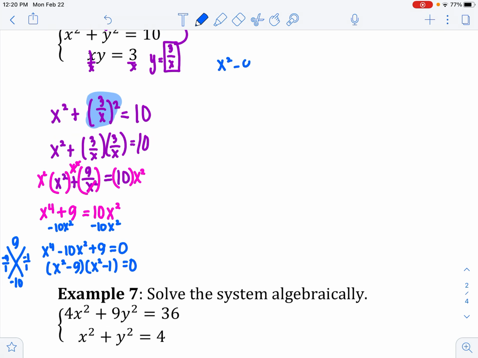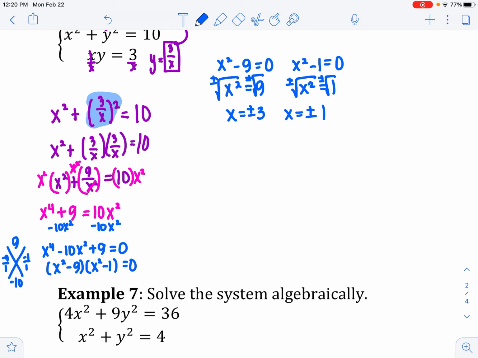All right, now I can set each factor equal to 0 and solve. You can keep factoring, but I know how to solve x squared minus 9 equals 0. So I'm going to do x squared minus 9 equals 0, and x squared minus 1 equals 0. Add 9, x squared equals 9, square root plus or minus, and I get two x values from this, 3 and negative 3. Here, x squared equals 1, square root plus or minus, and I get two more values, x equals positive and negative 1. So I have 4 x values: x equals 3, x equals negative 3, x equals 1, and x equals negative 1.